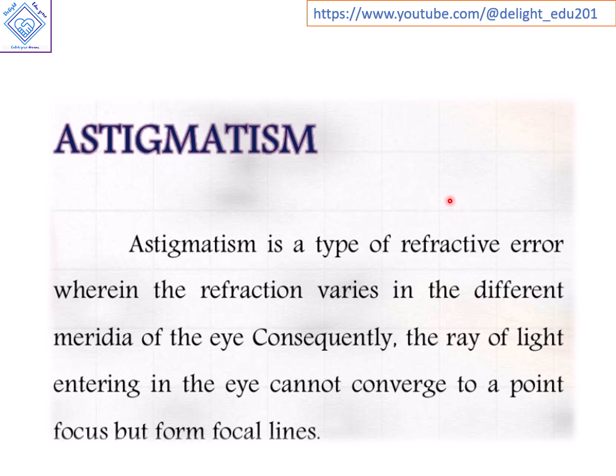Then the third refractive error is astigmatism. What is astigmatism? It's a type of refractive error wherein the refraction varies in the different meridians of the eye. Consequently, the rays of light entering the eye cannot converge into a point focus but form focal lines. So the visual pathway is not followed the correct way, and that leads to astigmatism.